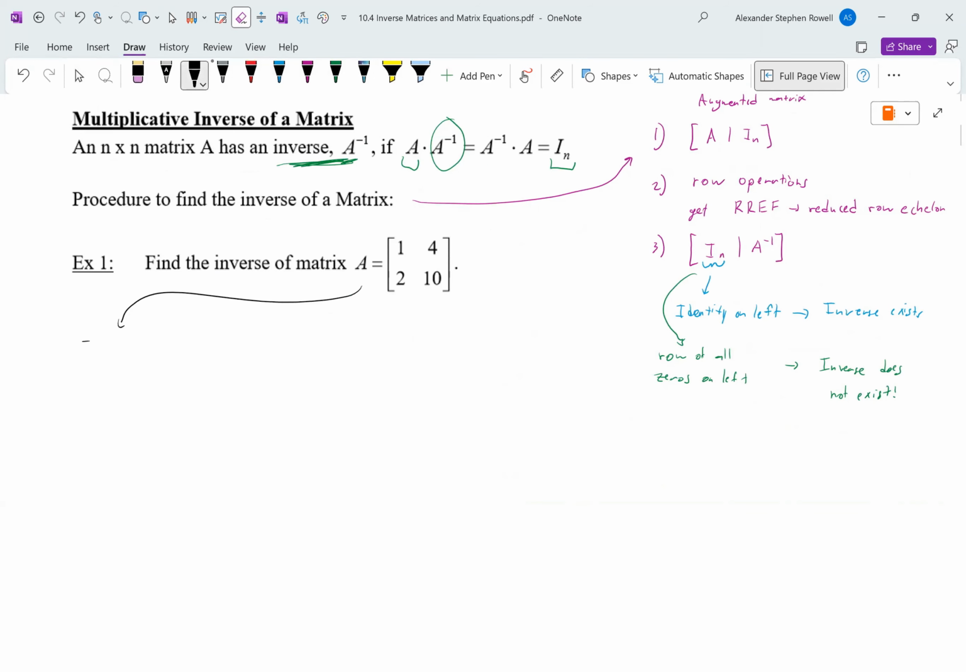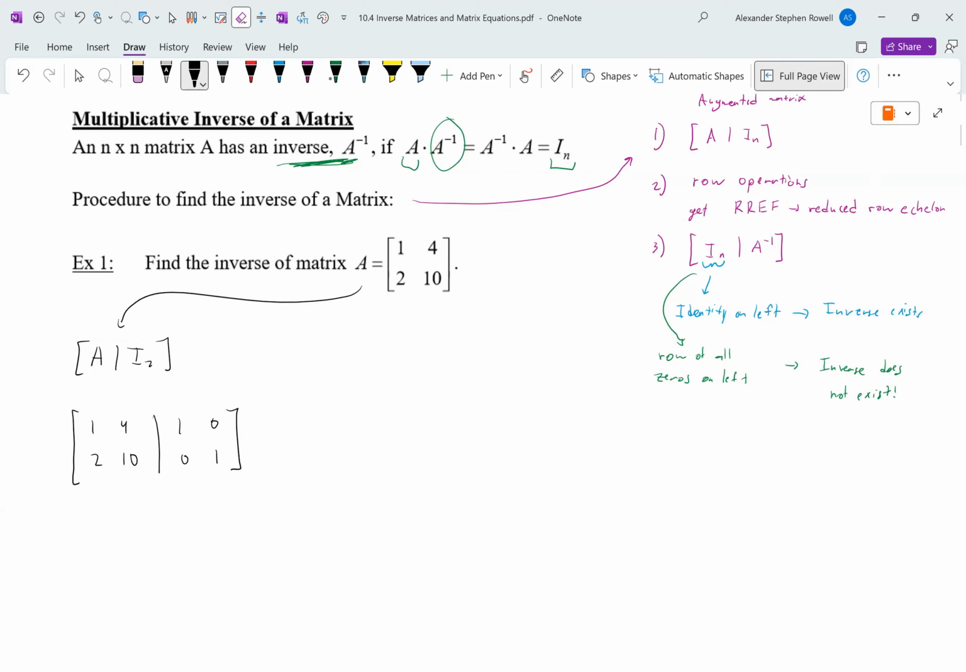I want to write this in the form of A. And since A is a 2 by 2 matrix, I'm going to use I2. So if we augment that, I'm going to write 1, 4, 2, 10, a vertical line, and then I'll write the identity 1, 0, 0, 1. Are there any questions about this?